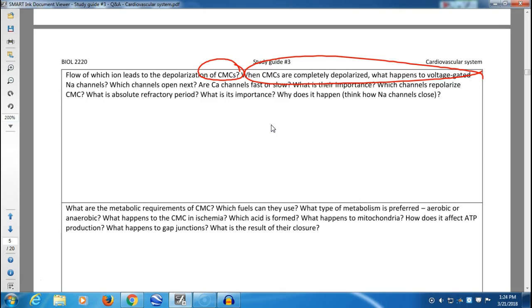And then calcium channels eventually close. Which channels are open? Potassium. Potassium goes out, so efflux of potassium. Absolute refractory period is when sodium channels are inactivated, right? It doesn't let the cardiac muscle go into tetanic contraction. Does that make sense?